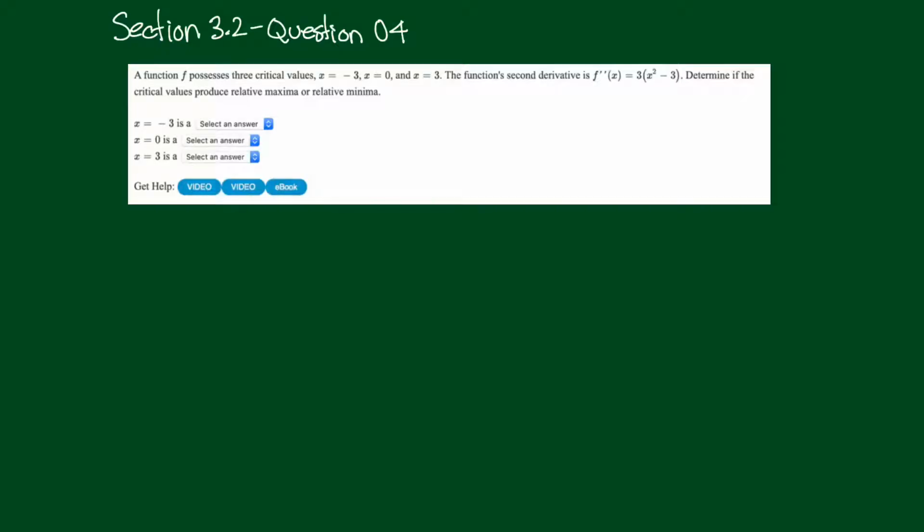What do we have going here? We know that a function possesses three critical values, one at -3, one at 0, and one at +3. You know what? I'm going to draw this number line, label it x, and we've got three critical values. One occurs here at -3, the other one at 0, and the other one here at +3.